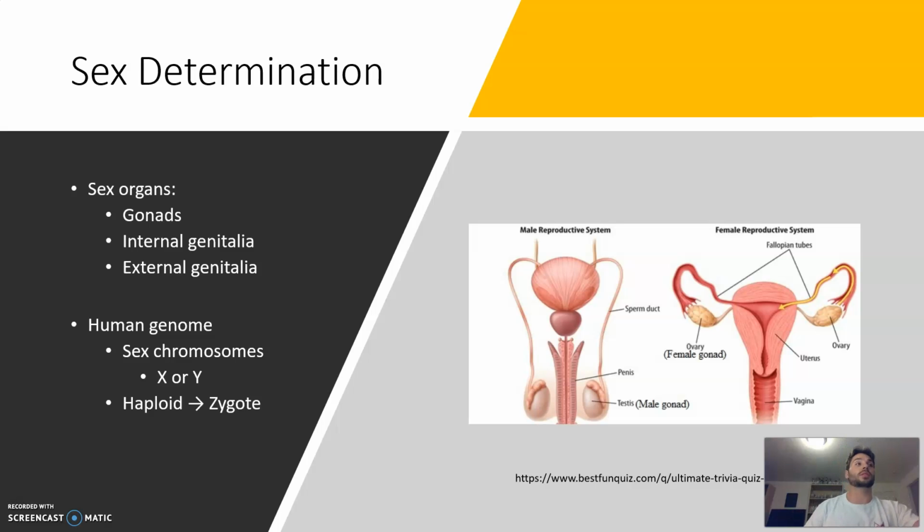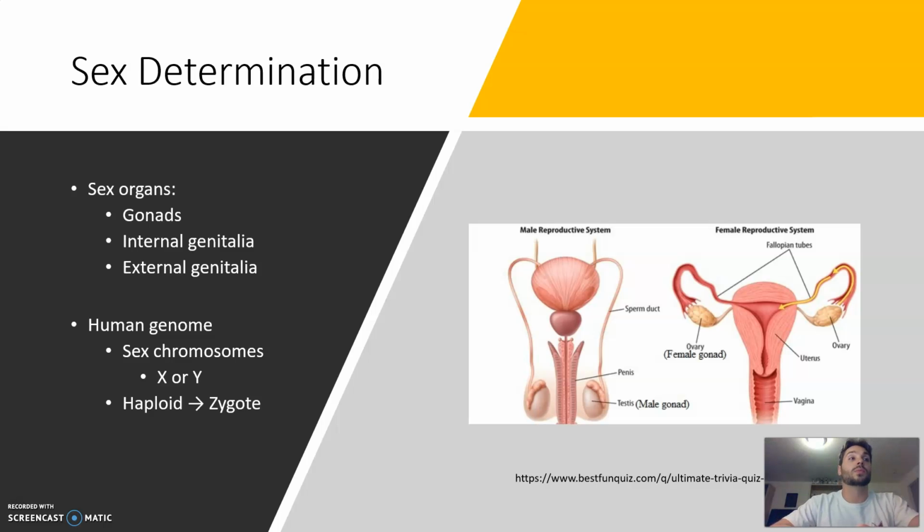Sex determination. Sex organs consist of three structures: the gonads, which produce gametes from eggs and sperm to form individuals. The testes produce sperm, and the ovaries produce eggs. For the internal genitalia, we see accessory glands and ducts, which connect gonads to the outside environment. And external genitalia is a group of all external reproductive structures.